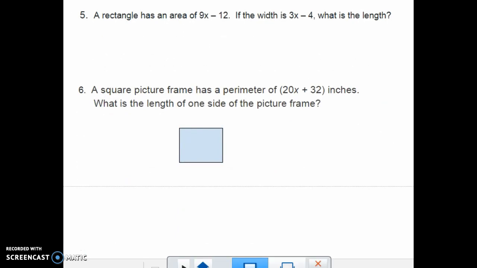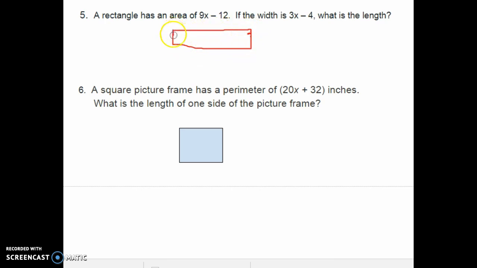A rectangle has an area of 9x minus 12. If the width is 3x minus 4, what's the length? Okay, let's draw a picture, always. This is supposed to be a rectangle. Make yours better than mine, please. The area here is 9x minus 12. Do this with me, please. The width here is 3x minus 4.